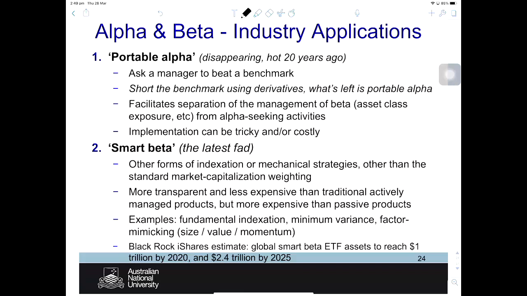This portable alpha investment strategy was popular for a while, but the implementation can be quite tricky because of the involvement of derivatives, and managing the cash flow and your exposure tends to be quite tricky. It has lost its popularity in the recent 20 years.